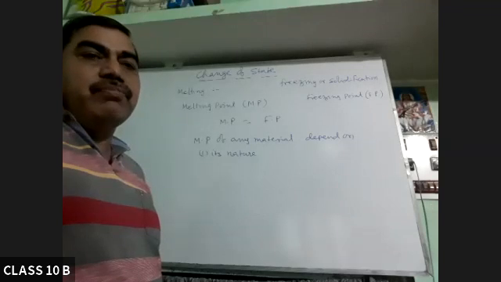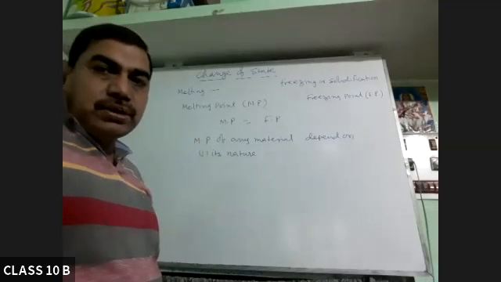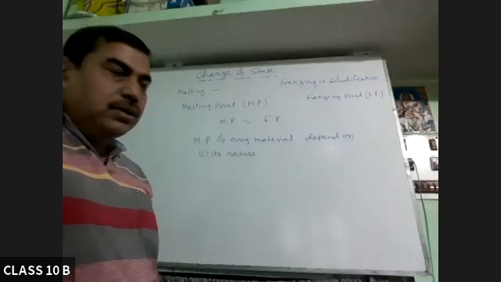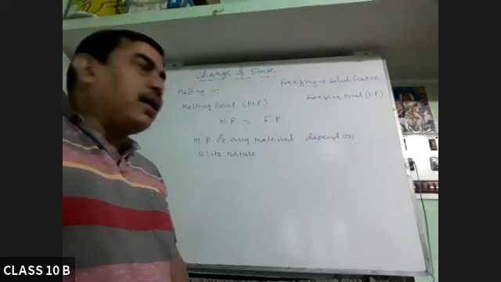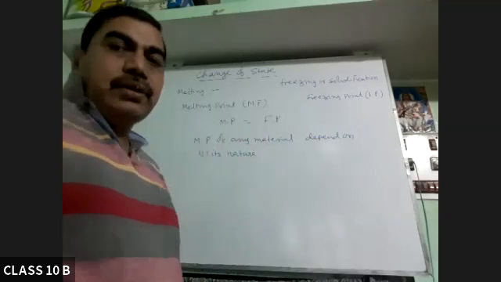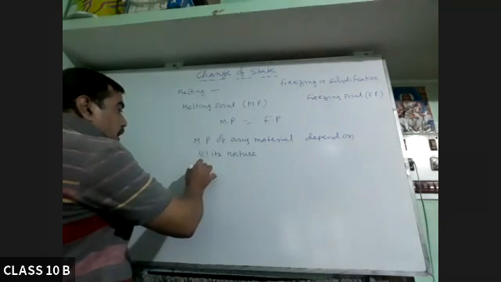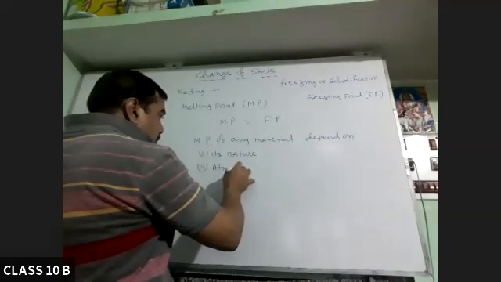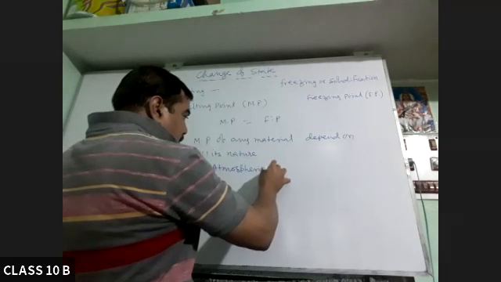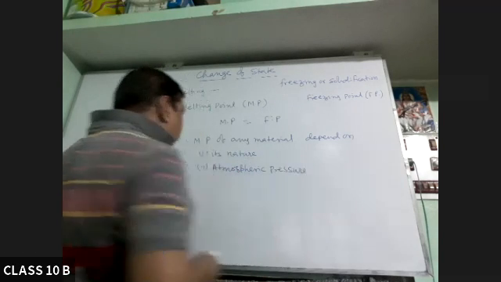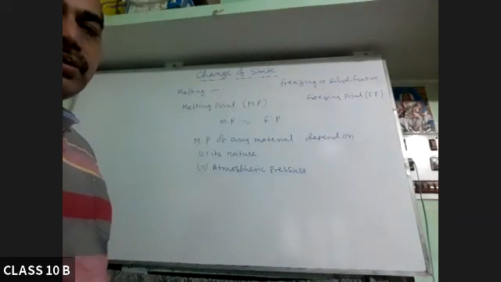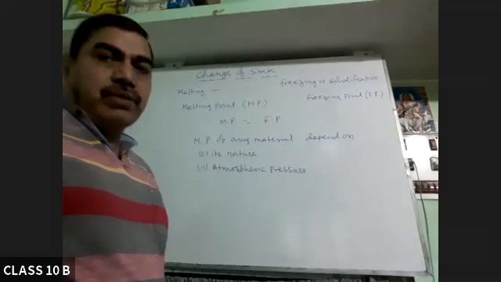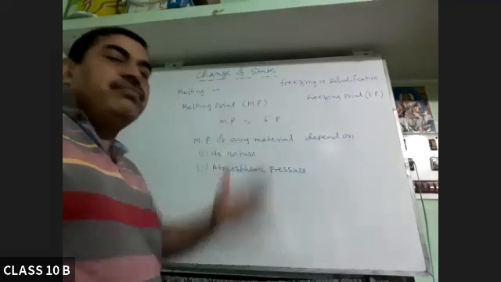For example, pure ice will melt at 0 degrees Celsius. Wax melts at nearly 40 degrees Celsius. Naphthalene melts nearly at 80 degrees Celsius. So that is the melting point of that material, which depends mainly on nature. Second is atmospheric pressure, or the pressure of the environment in which it is heated. So atmospheric pressure or pressure of the surrounding also affects melting point.